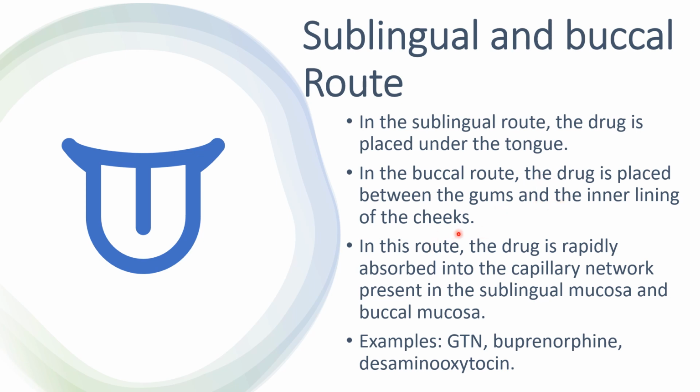In this route, the drug is rapidly absorbed by the capillary network in the mucosa. So there is rapid absorption and rapid action of drugs. So this route can be used in emergency situations. The examples of drugs include glyceryl trinitrate, that is used in case of angina, buprenorphine, and desaminooxytocin.